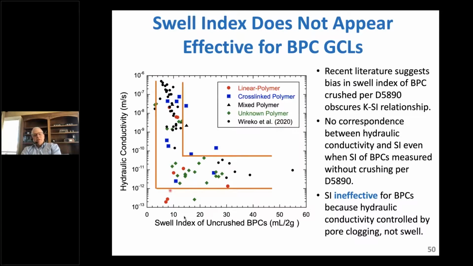And we may have GCLs that are very effective and yet just don't exhibit any swelling. So we need to be careful about drawing inferences about BPC-GCLs based on swell index alone. We really need to run the hydraulic conductivity test. I wouldn't run a swell index test on a BPC, find out it's low and reject that BPC as something I'm not going to consider. Our graph here would suggest I could have a very low swell index and indeed have very low hydraulic conductivity as well, regardless of how the swell index is run.